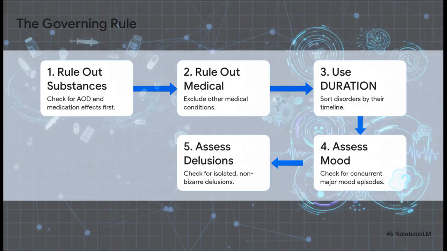This slide lays out that exact pathway. This is probably the single most important rule in the differential diagnosis of psychosis. First, you always have to rule out substances, medications, or another medical condition, always. After that, duration becomes your number 1 sorting tool. Then you look at mood, and finally the specific nature of the delusions. This hierarchy is the roadmap we're going to follow for the rest of this explainer.